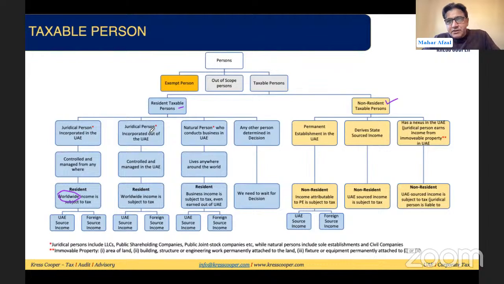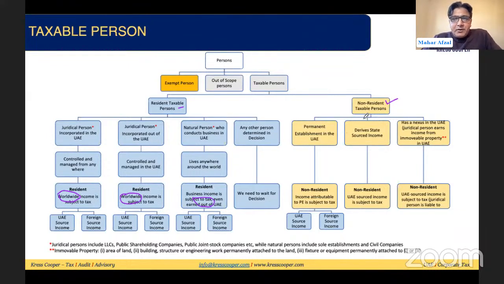Here, a juridical person who is a resident person, the place of effective management and establishment is in the UAE. Even if the person is registered out of the UAE, this will still be considered a resident taxable person for the UAE tax law, and their worldwide income will be subject to tax. A natural person who is conducting business in the UAE, any income related to that business, whether earned within the UAE or out of the UAE, both will be subject to tax. So business income, even earned out of the UAE, will be subject to tax here.